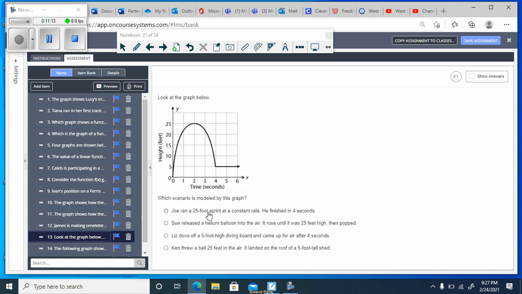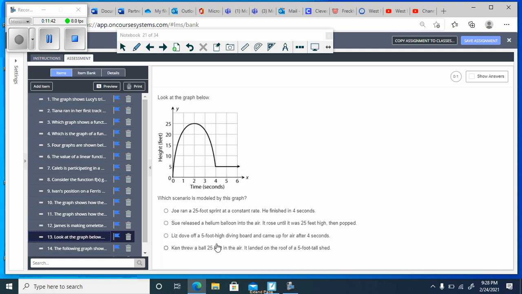Number 14 says, which scenario is modeled by this graph? Joe ran a 25-foot sprint at a constant rate. No, there's no constant here. This is a linear. This is a nonlinear. Sue released a helium balloon into the air. It rose until it was 25 feet in the air. That makes sense. Then popped. Okay, then it would come down. All right. I don't know. Popped would come straight down, wouldn't it?